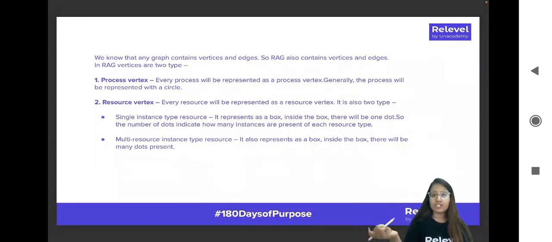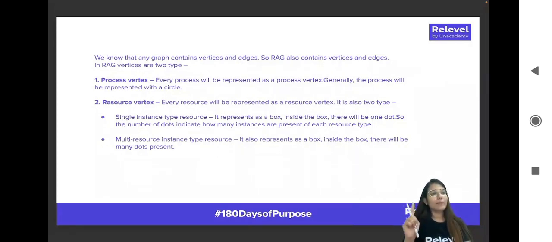A single instance resource is like a simple box, and inside the box there will be one dot. Okay, so this dot indicates the number of instances which are present for each resource, right? Sometimes there is a resource but multiple instances are present, so that resource can be used by multiple processes simultaneously. Okay, so if it's a single instance, then there is just going to be one single dot.